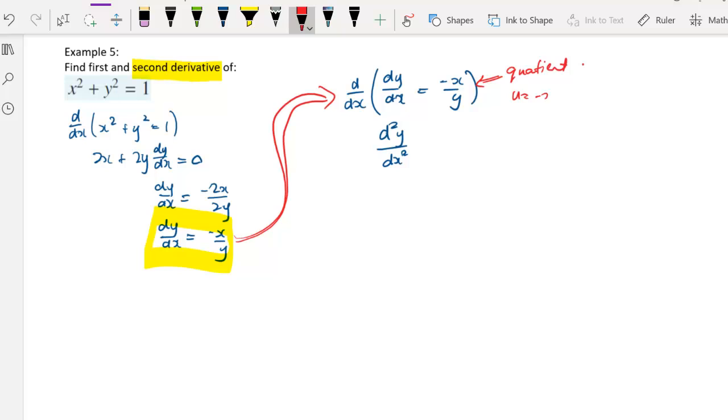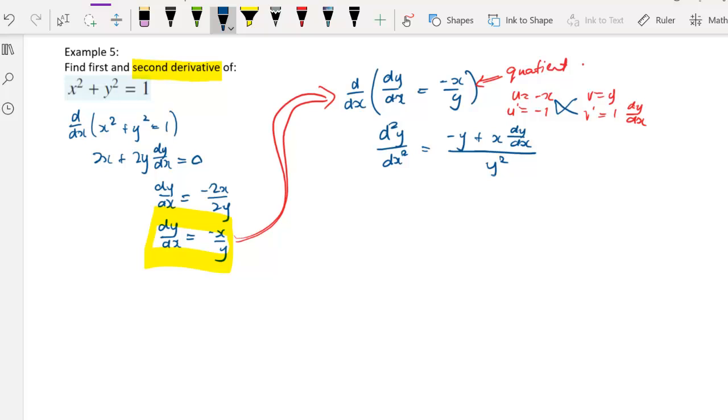U is equal to negative x, v is equal to y. Derivative of u is equal to -1, derivative of v is equal to 1 dy/dx. And when we put that all together, the vu dash and uv dash, we'll subtract that over v squared. It looks like -y plus x dy/dx all over v squared, which will give us our y squared.